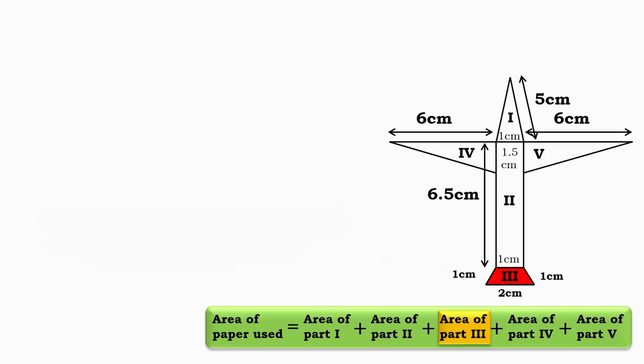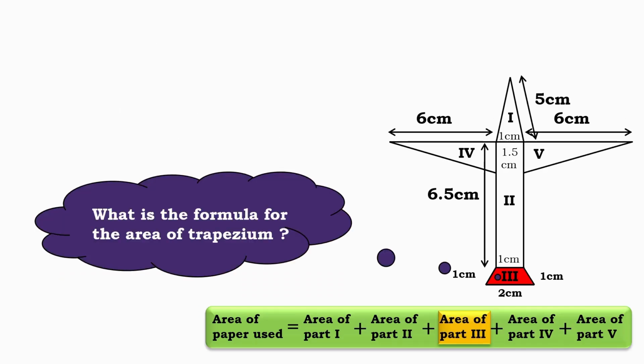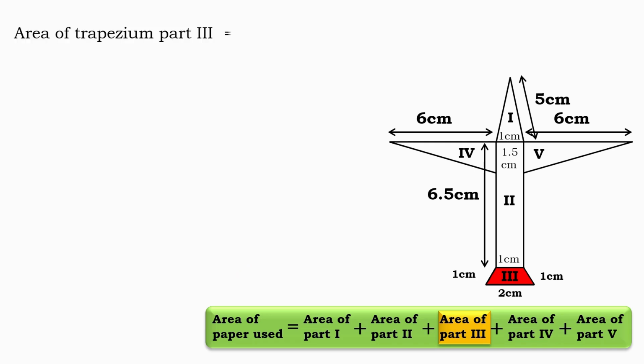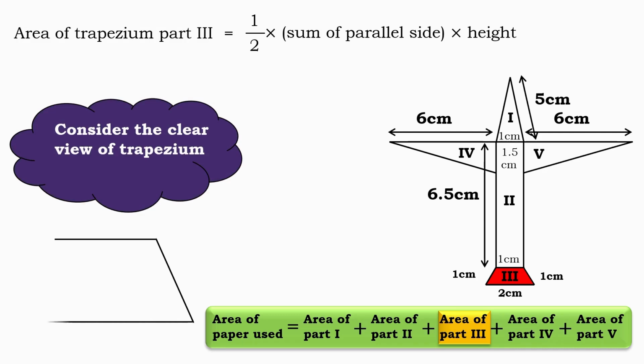Now we need to find the area of part 3, that is the trapezium. So what is the formula for the trapezium? The formula for finding the area of the trapezium is half into height into sum of the parallel sides. So in this case, half into sum of the parallel sides. If you take a look, the parallel sides are 1 centimeter and 2 centimeter, right?